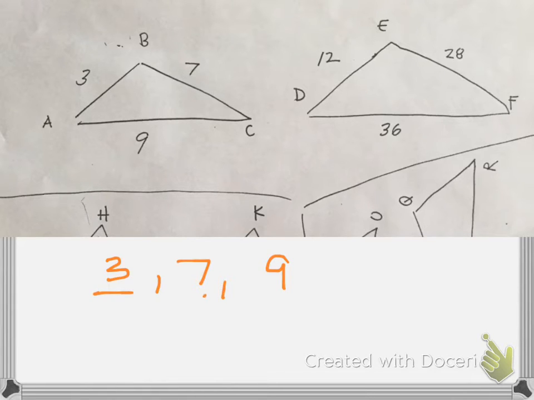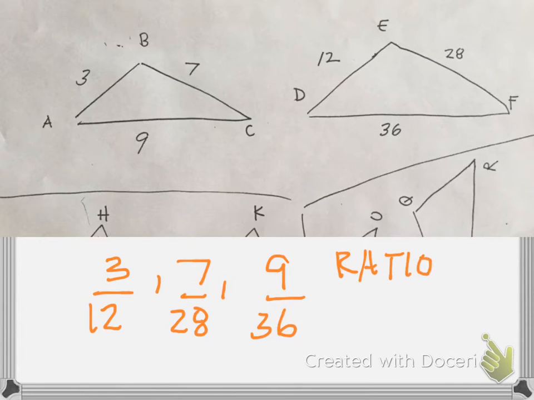So that's the other triangle, DEF, and I'm going to line up the sides smallest to biggest: 12, 28, 36. In order for these two triangles to be proportional or similar by side, side, side, all these proportions have to equal the same ratio. And if I reduce them, they all equal 1/4.